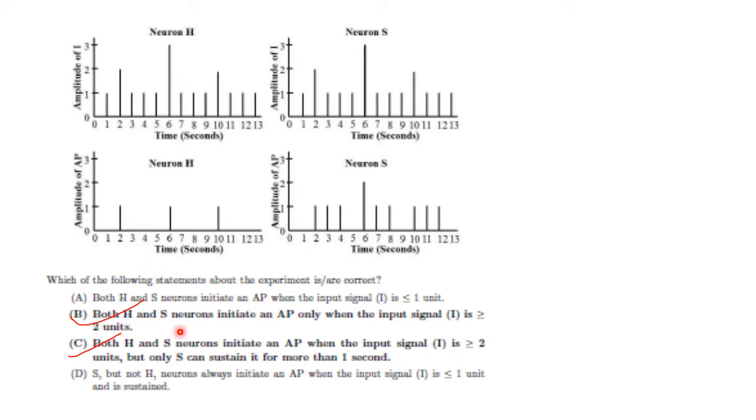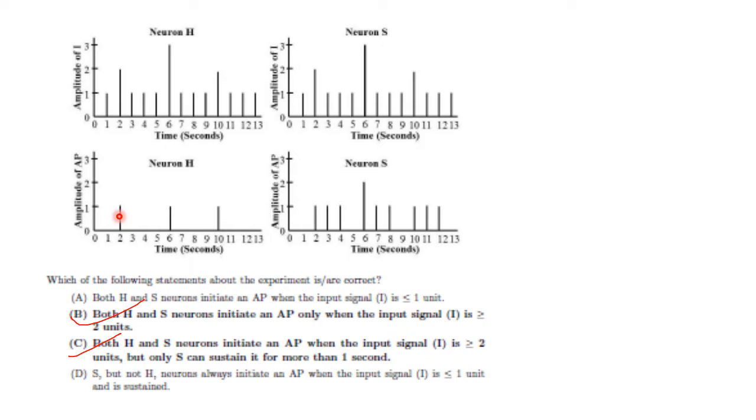Then, both H and S neurons initiate an action potential only when the input signal is greater than 2 units. Yes, when the input signal, that is here, is greater than or equal to 2. So it is equal to 2, and at 3 it is greater than 2. Similarly, in the case of neuron S, equal to 2, greater than 2. Here also equal to 2, here also equal to 2. So what they have told is they initiate an AP only when the input signal is greater than or equal to 2.